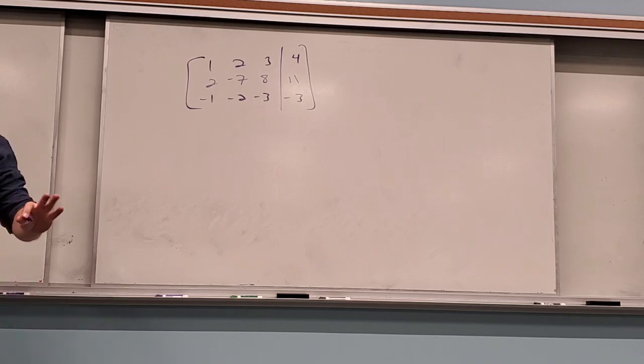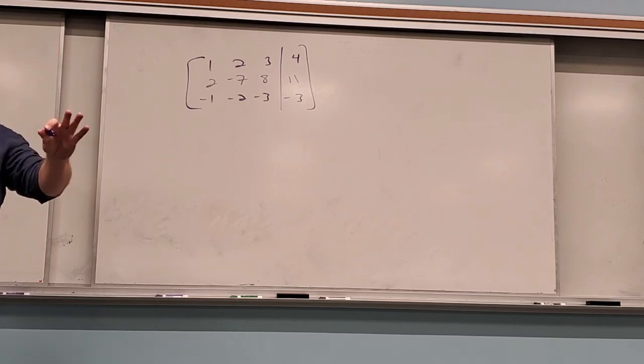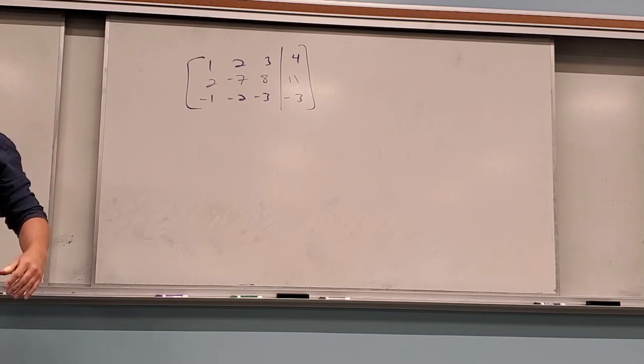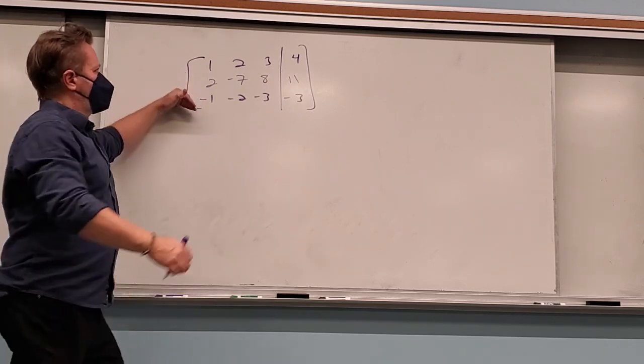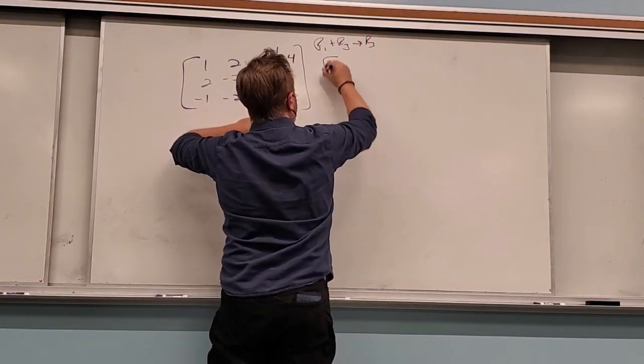All right. This is obviously a little contrived. It's not going to be as obvious. Does anyone see something obviously crazy about this? Which rows immediately want to have something happen to them just so desperately? Rows 1 and 3. So if I add row 1 and 3 and I put the answer in row 3, what do I get?